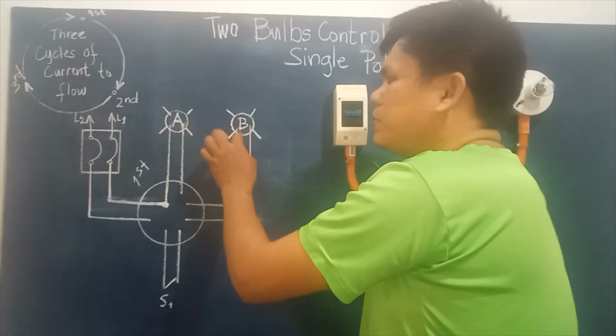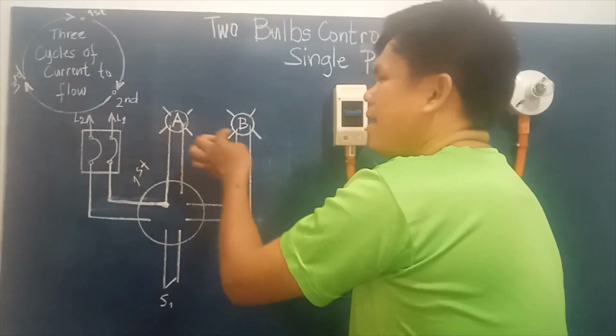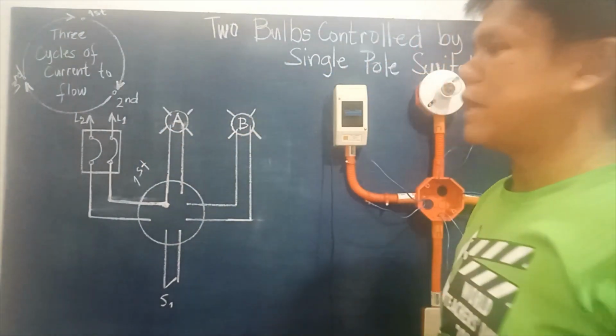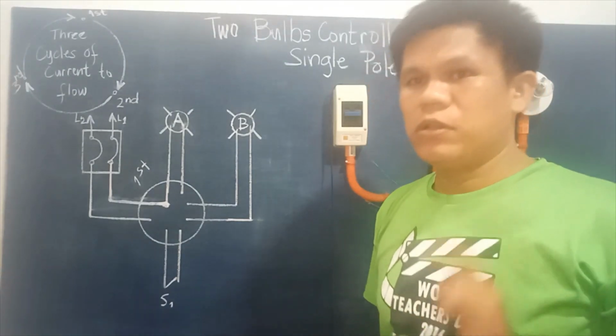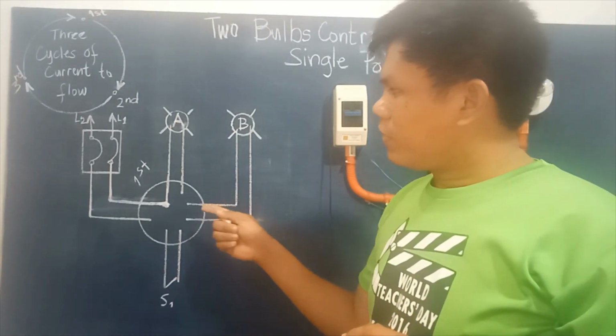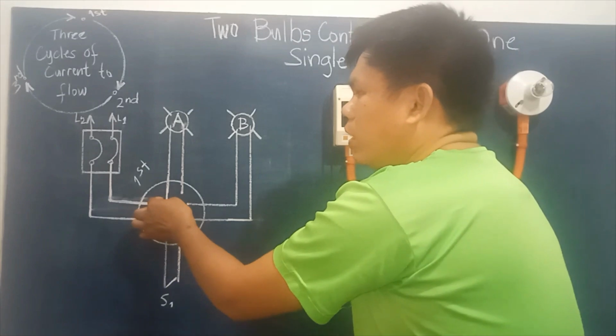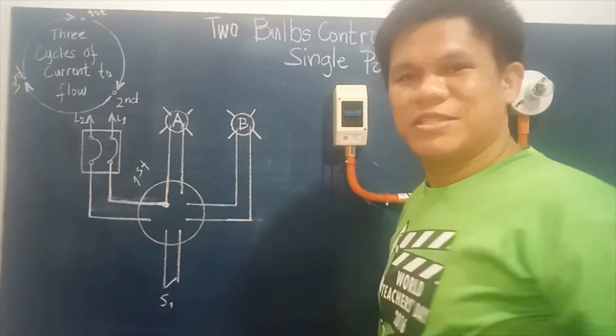We have 2 loads in the circuit. We have the bulb A and the bulb B. So, meaning to say, the first cycle takes all the loads in the circuit.